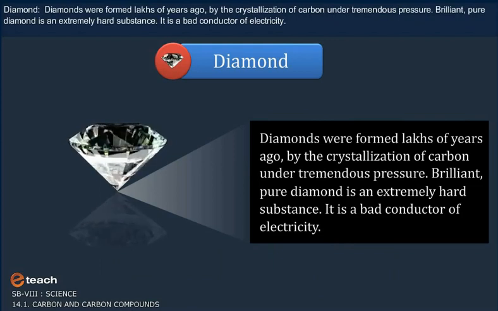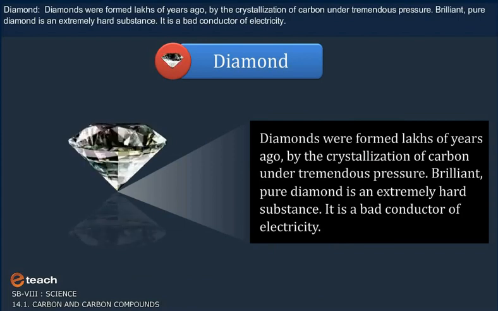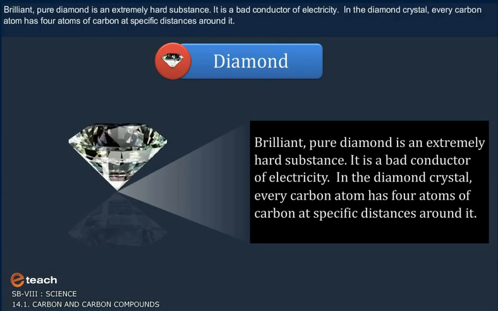Diamond. Diamonds were formed lakhs of years ago by the crystallization of carbon under tremendous pressure. Brilliant, pure diamond is an extremely hard substance. It is a bad conductor of electricity.